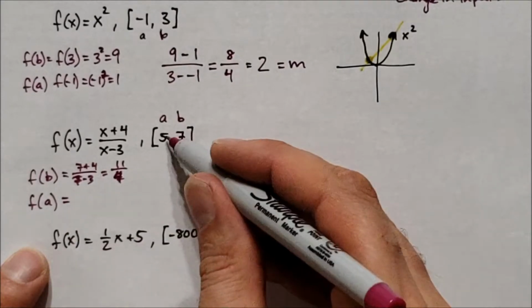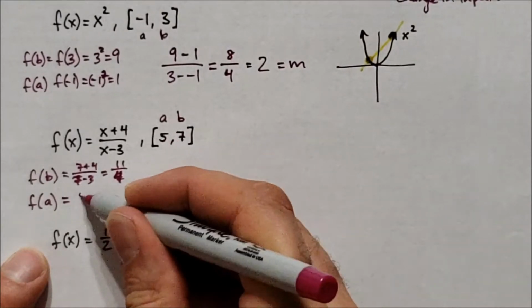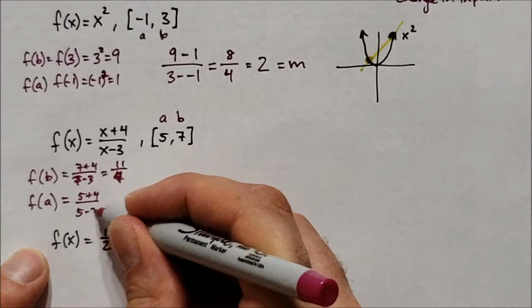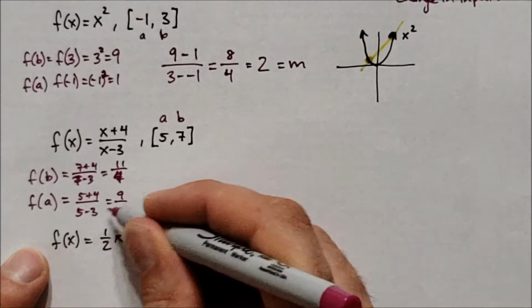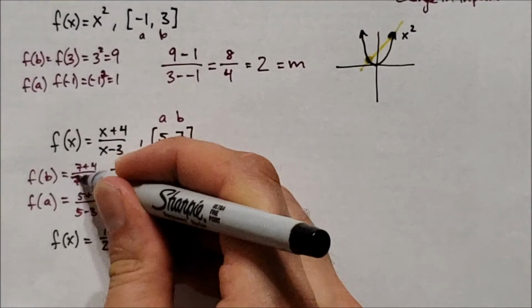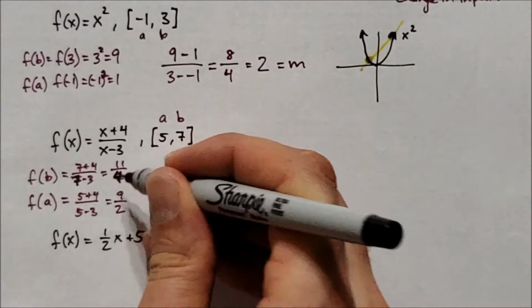Okay, f of a, now we're only using the 5. 5 plus 4 divided by 5 minus 3. Well, that's 9 over 2. Let me make this a little more clear. 7 and 4.